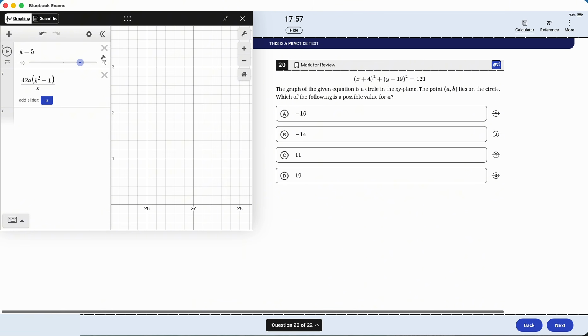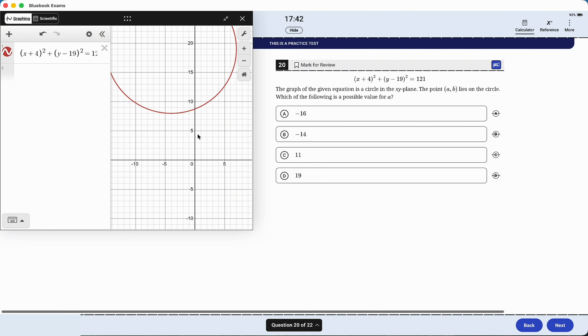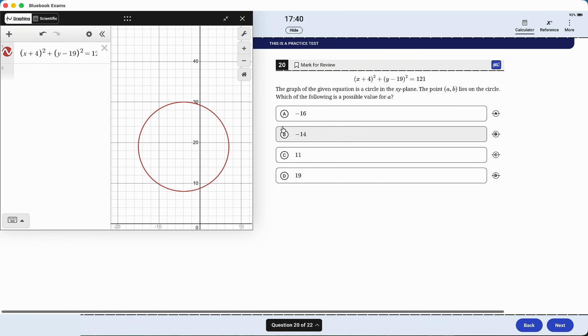Circles, just things you can put in Desmos, honestly, right? If you have an equation, you see I just type that in, plus y minus 19 squared equals 121. Okay, I zoom out to where it is. Let's reset our view. There it is. There's our circle.